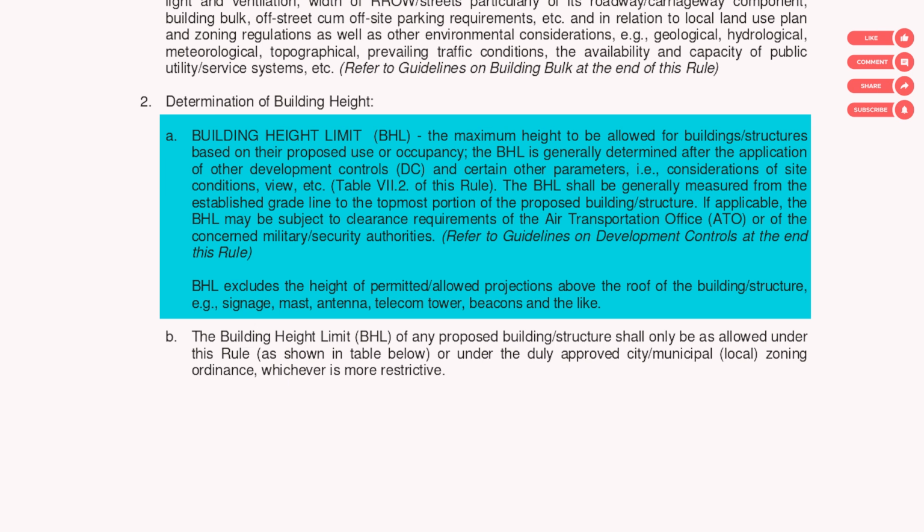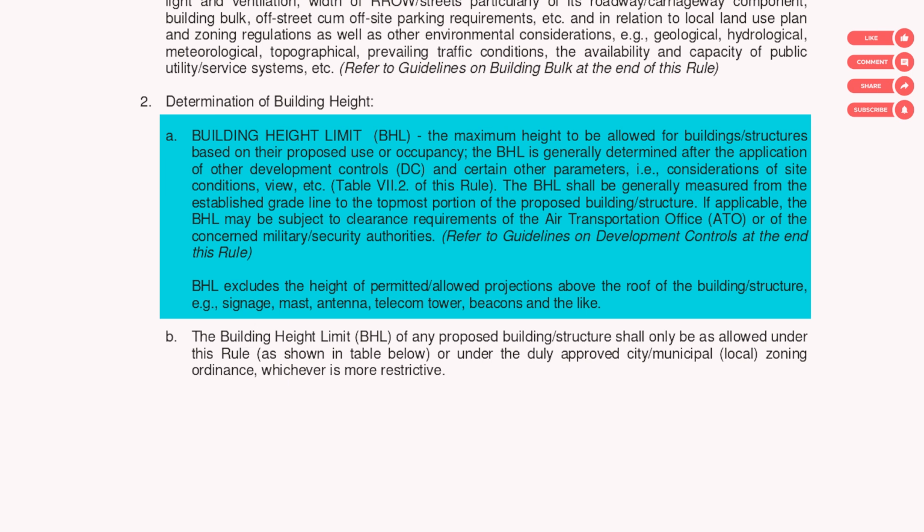And that's kind of true. The building code does say that when you measure building height, you measure it from the established grade line to the topmost portion of the building. However, the grade line and the topmost portion of the building, we have to define that with some specific definition in the building code. We're about to define that now.